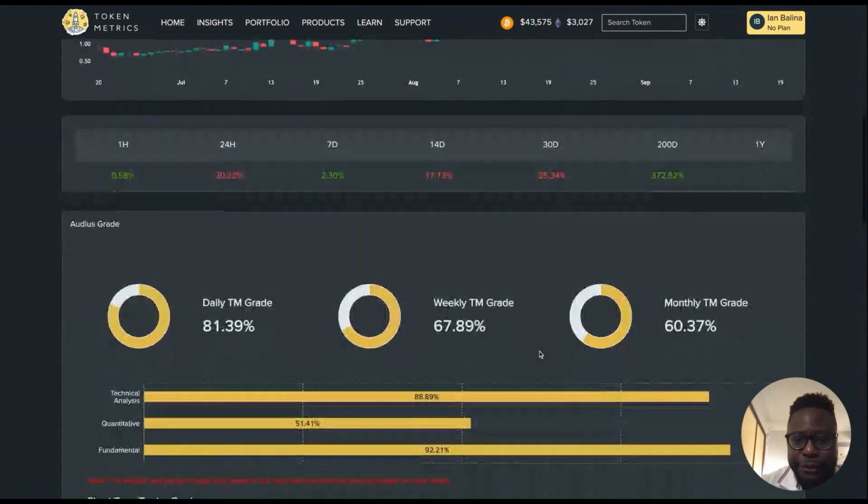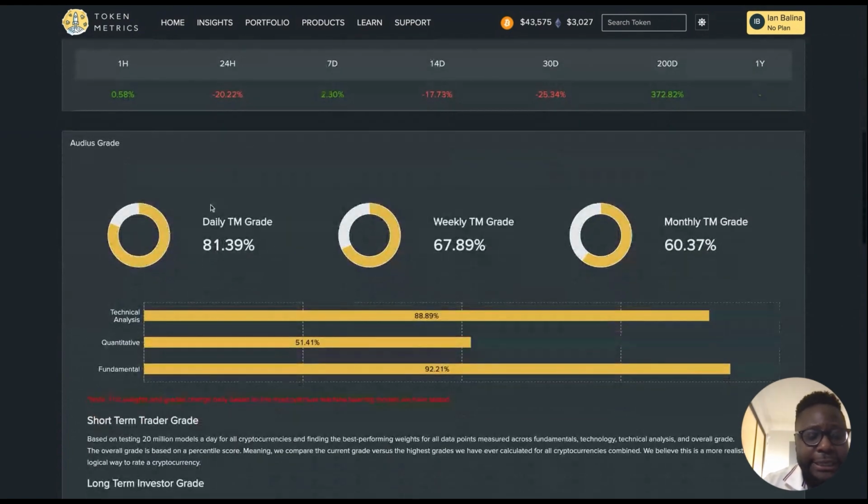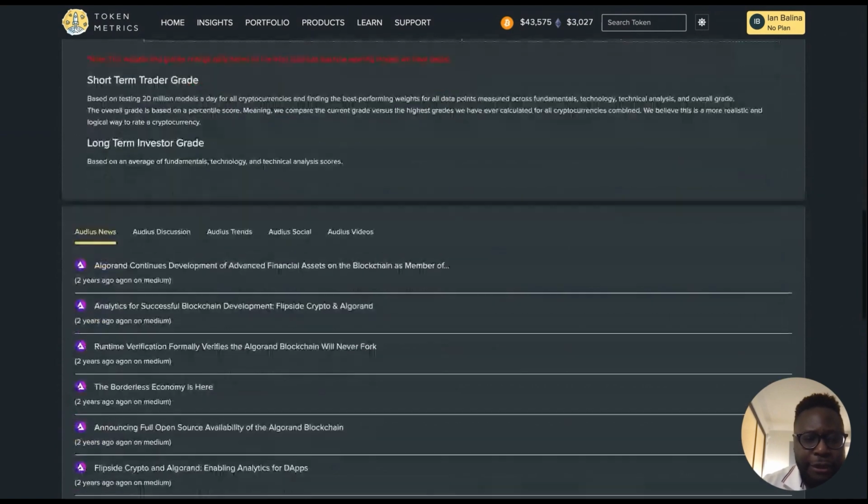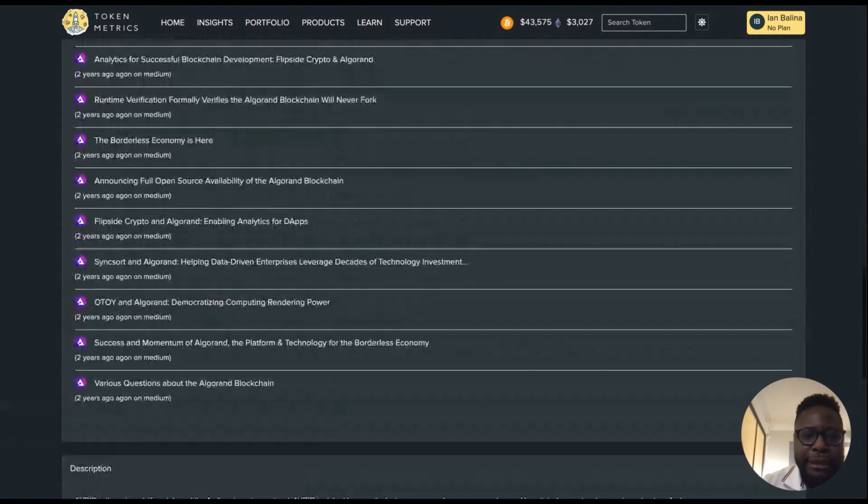And we have the TM grade. So right now the TM grade is daily. Daily is over 80%, telling us that this is great for day trading. For weekly, swing trading, and monthly, not so much. So if you're looking to hold for a few weeks to a month, probably not the time to get into Audius. But if you're day trading it, it's very, very bullish at the moment. All right, and then as usual, we have news and other items here. But now let's go back to the top.